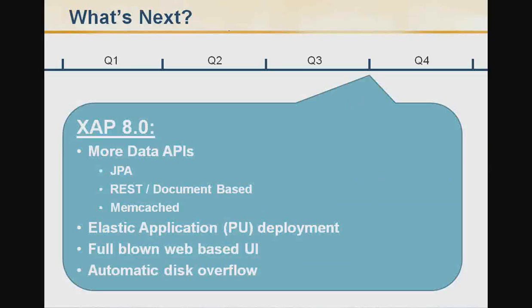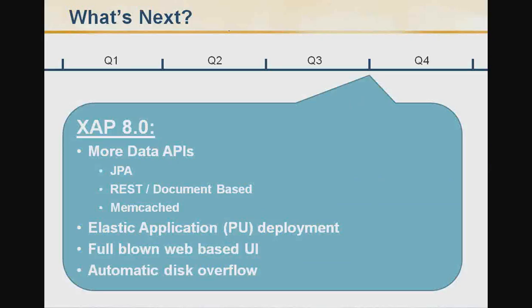The ability to interact with the space via JPA, write and read data from it using JPA, and use the powerful query language that this specification provides. We're also talking about a document-based API, basically the ability to introduce into the space more free-form data types than strict Java classes, and we intend to expose that API via REST as well. And the last one is Memcached.